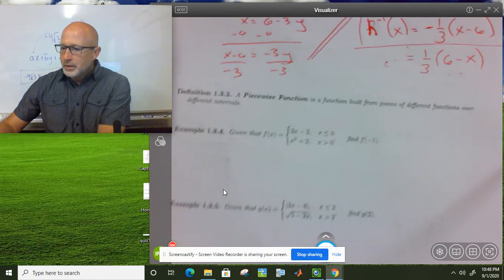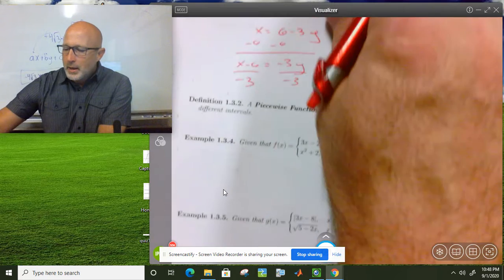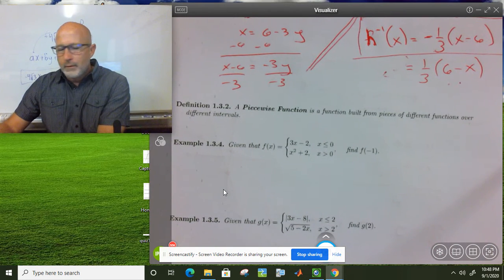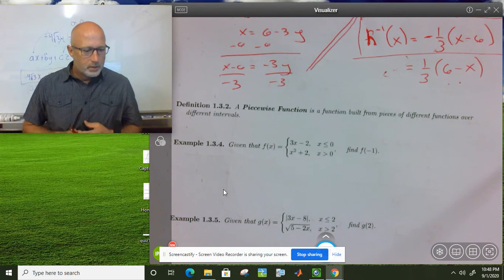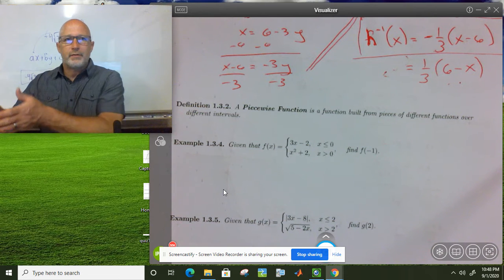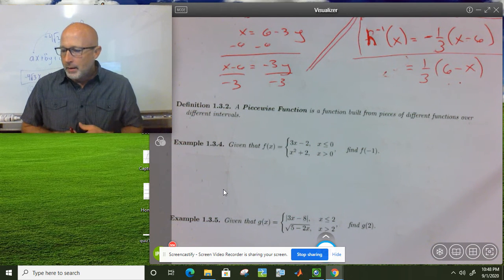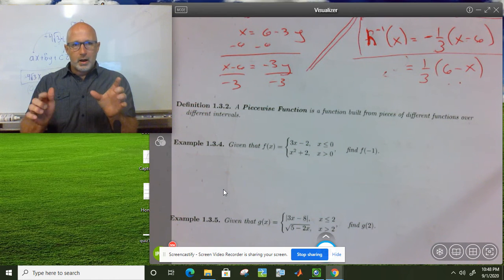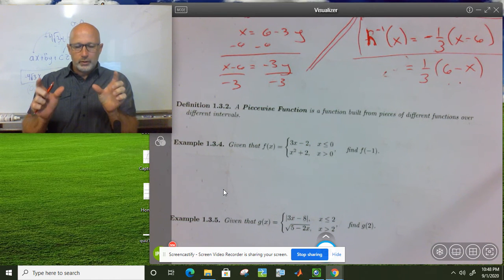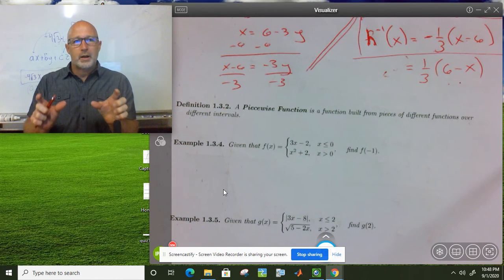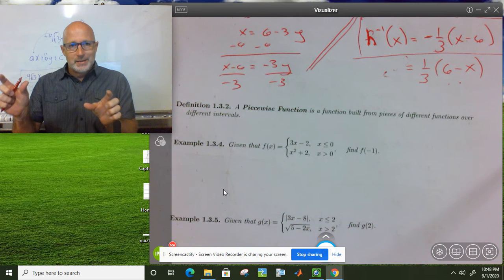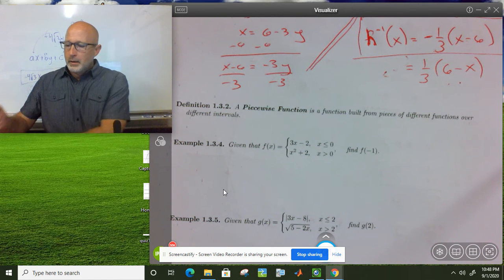Next definition, piecewise functions. If you have a brother or sister and you're always complaining, you treat them differently than you treat me. That's essentially what a piecewise function is. Depending on what number you're talking about, you're going to plug it into a different function.